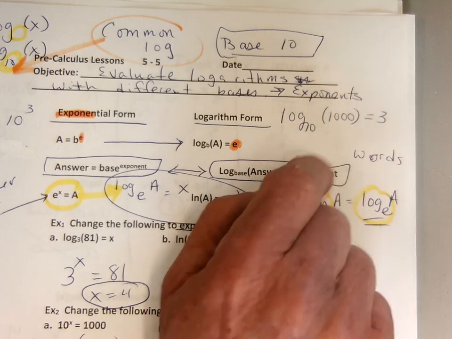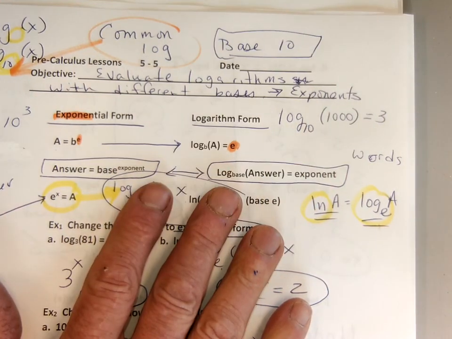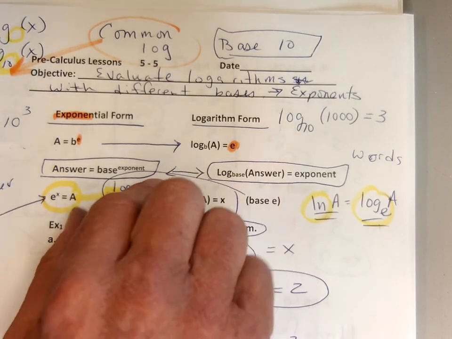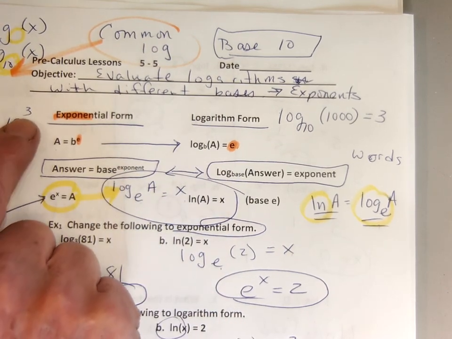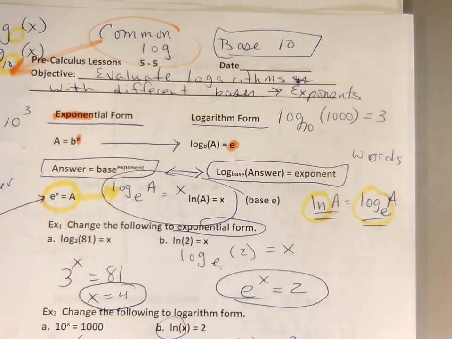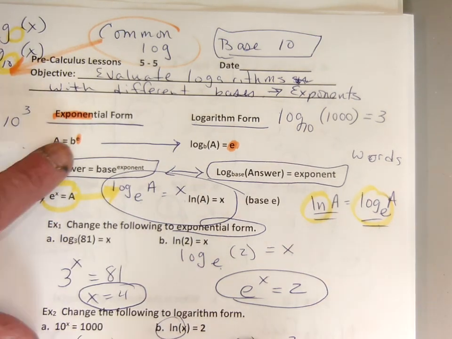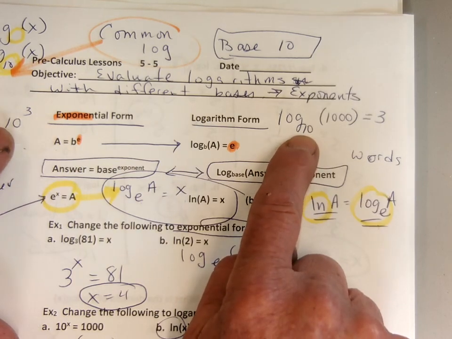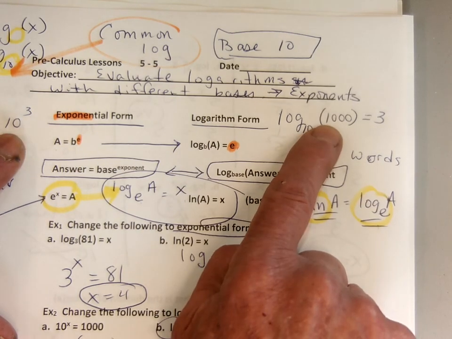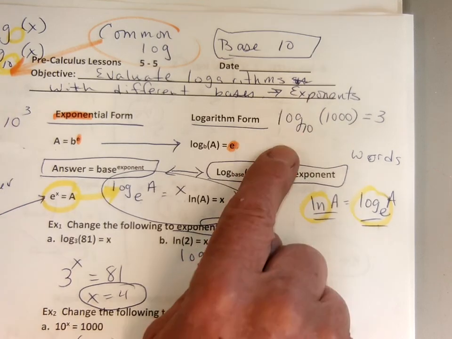Logarithms are exponents, okay? So we started with an exponential problem. We know that 1,000 is equal to 10 to the third, okay? In fact, what I could do then is rewrite it in log form, log base 10 of 1,000 equals 3. Now log base 10, that's in our calculator, okay?